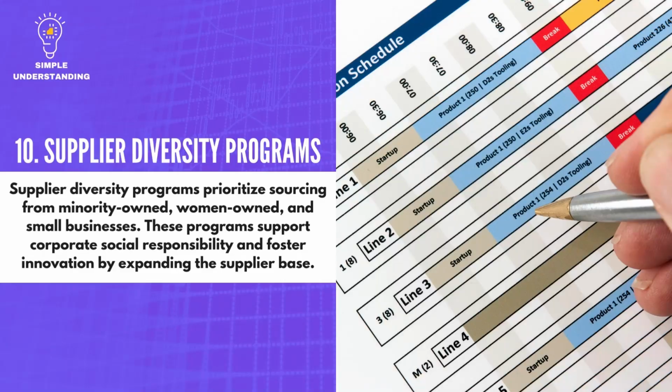10. Supplier diversity programs. Explanation. Supplier diversity programs prioritize sourcing from minority-owned, women-owned, and small businesses. These programs support corporate social responsibility and foster innovation by expanding the supplier base.